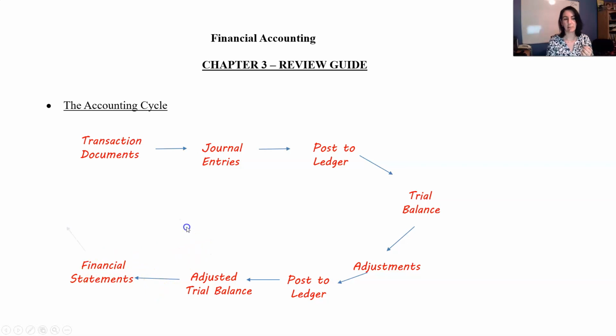Financial statements comes into play with Chapter 4. After financial statements, we talk about how to close out the books, do closing journal entries, and then guess what? We start the process all over again. Okay, and that's why it's an accounting cycle, because this is the cycle we go through. When we close the books, we then start the next year. All right, so these two right here are really going to be Chapter 4 for us.